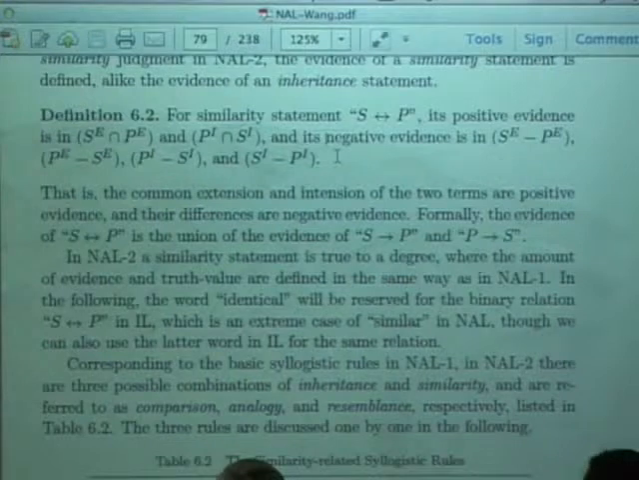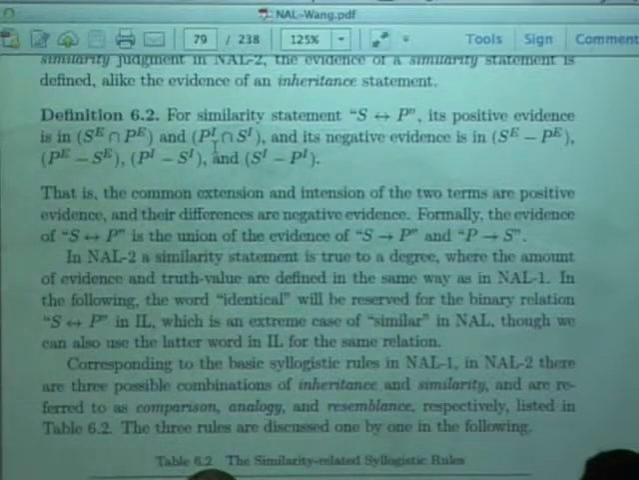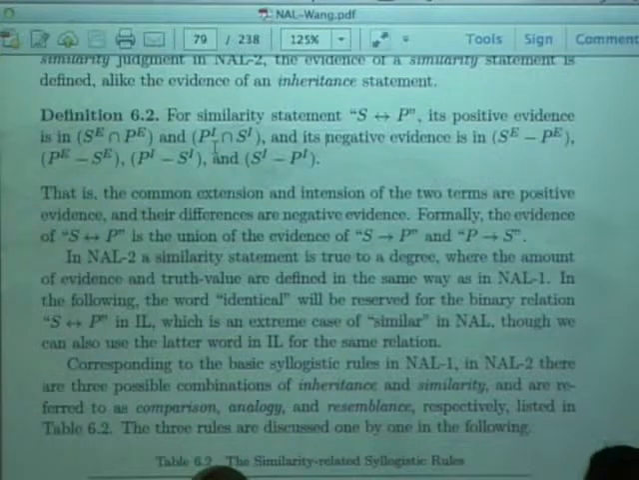Because we already know that the positive evidence of this and this are the same. Right? Last week I explained that a lot. So the same thing will become positive evidence of this. That is no surprise, the common extension and intension. But negative evidence is a different story. Last week we said that negative evidence of this one and this one are different. But both of them will provide negative evidence for the similarity. That is, you see that this one actually has a larger evidence base in terms of negative evidence.